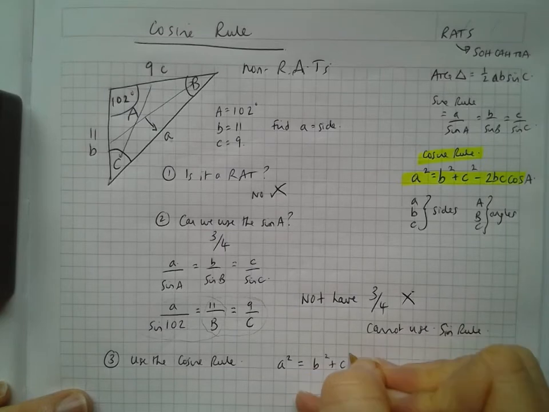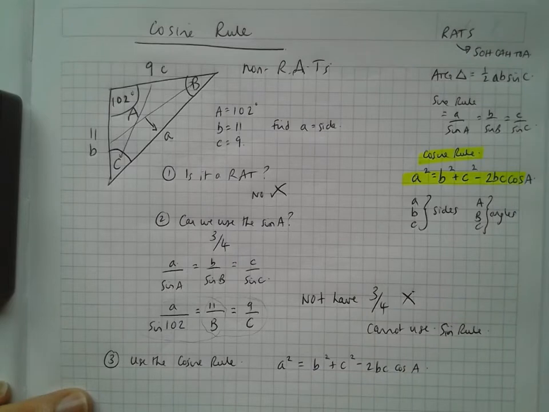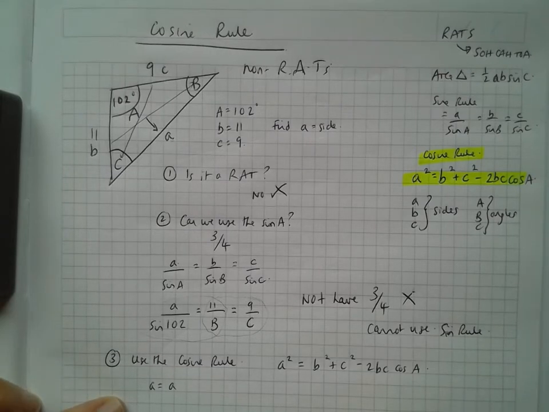Okay, so now we have to use the cosine rule. The first thing I'm going to do is write it down. What do I have? I have that a is a, that's what I'm trying to find. I have that b is 11, c is 9, and angle A is 102 degrees.